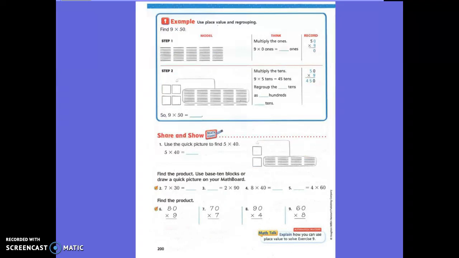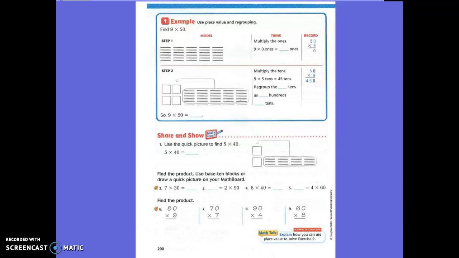All right, now this time we're going to use place value to regroup. They want you to do 90 times 50. They have 9 rows of 50, okay? That's the model that they did. So think about this.